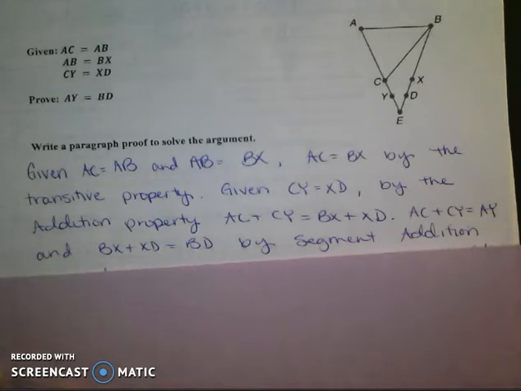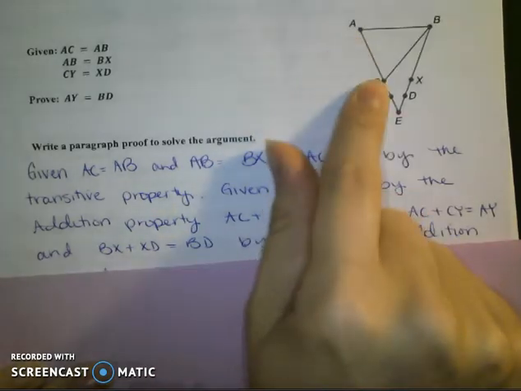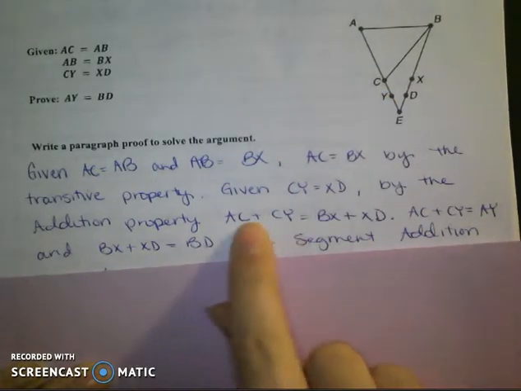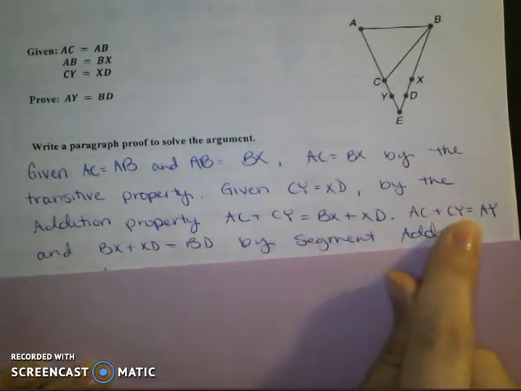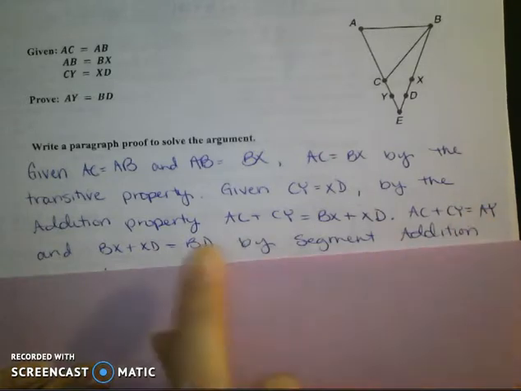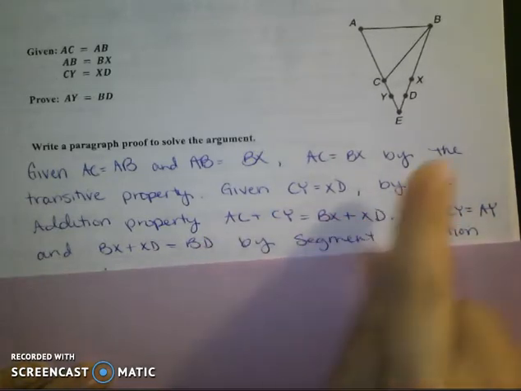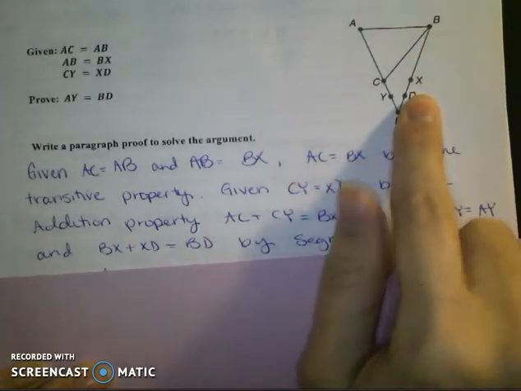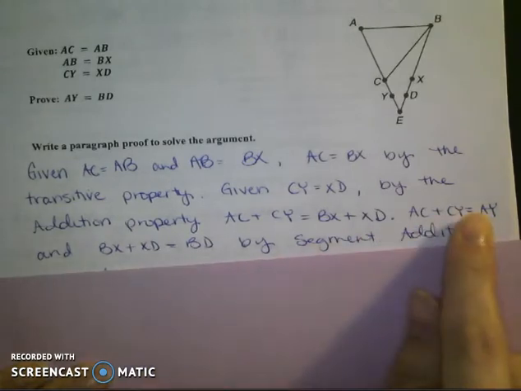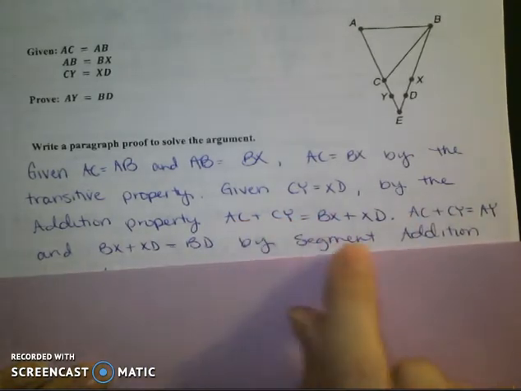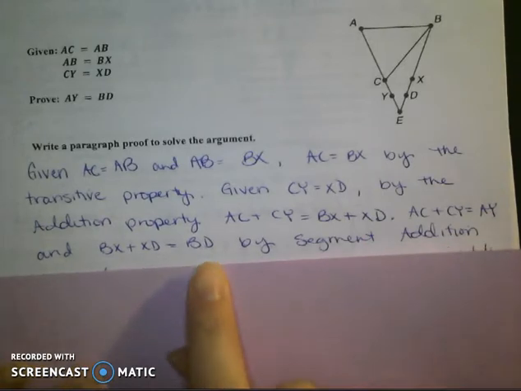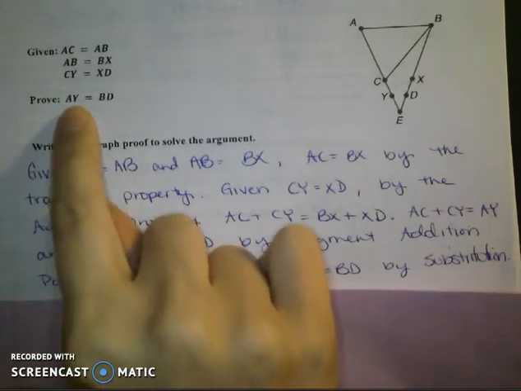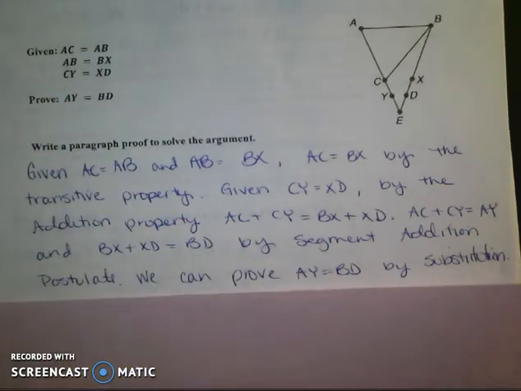But let's look at that segment addition. AC and CY is equal to AY. So that might help us because we've got this. So we now know what it's equivalent to. And then let's go ahead and do segment addition for this part, BX and XD. That's equal to BD. So now we can go ahead and replace this with AY and this with BD by substitution. And now we've got it, what we were trying to prove.